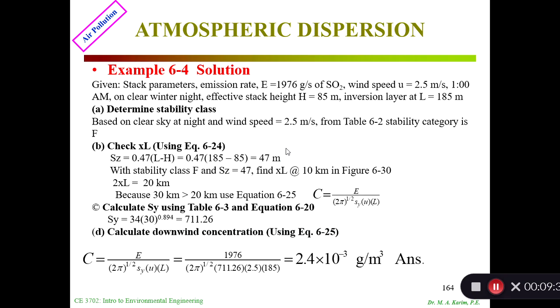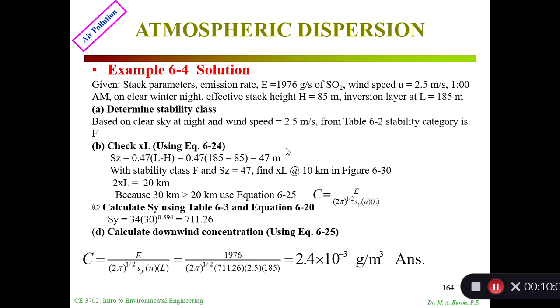Okay, here is the solution. The first part we did using the book. Given stack emission rate Q equal to 1976 and the wind speed U equal to 2.5, H equal to 85 and L equal to 185. First, we'll determine the stability class. Based on the clear sky at night, wind speed is 2.5, Table 6 tells us the stability category is F.